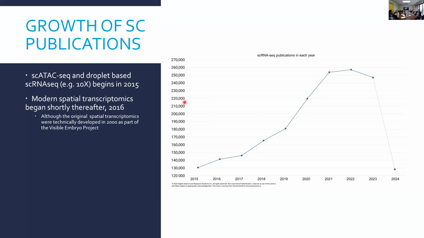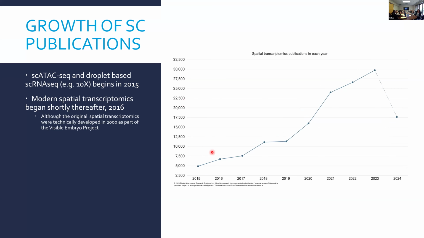Single-cell RNA-seq has now just blown up. Hundreds of thousands of articles are published with some term related to single-cell RNA. All I did was search for the words single-cell RNA-seq or scRNA-seq, that kind of thing, and it has blown up. And then in spatial, even though it really only starts in 2016 here, it's been more rapidly adopted than the ATAC-seq side of things, and it's still growing quickly.